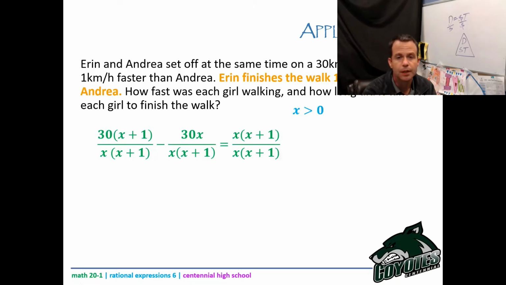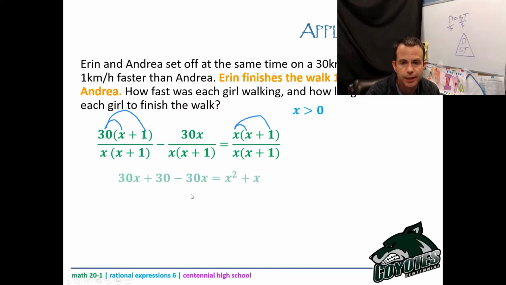Now I'm going to distribute this first 30. So I've got 30x plus 30 minus 30x equals x squared plus x. And those are over x times x plus 1 right now. So that's looking like this.